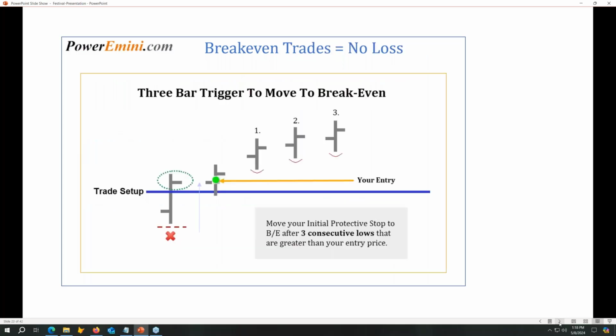Here's a little trick. Here's a little takeaway trick that my cohort Jeffrey actually came up with a while back, but it's a real simple strategy. You take your trade setup, you take your entry. As soon as you get three price bars with three consecutive lows that are higher than your entry, you just move your stop loss to break even. That's a real simple trick.